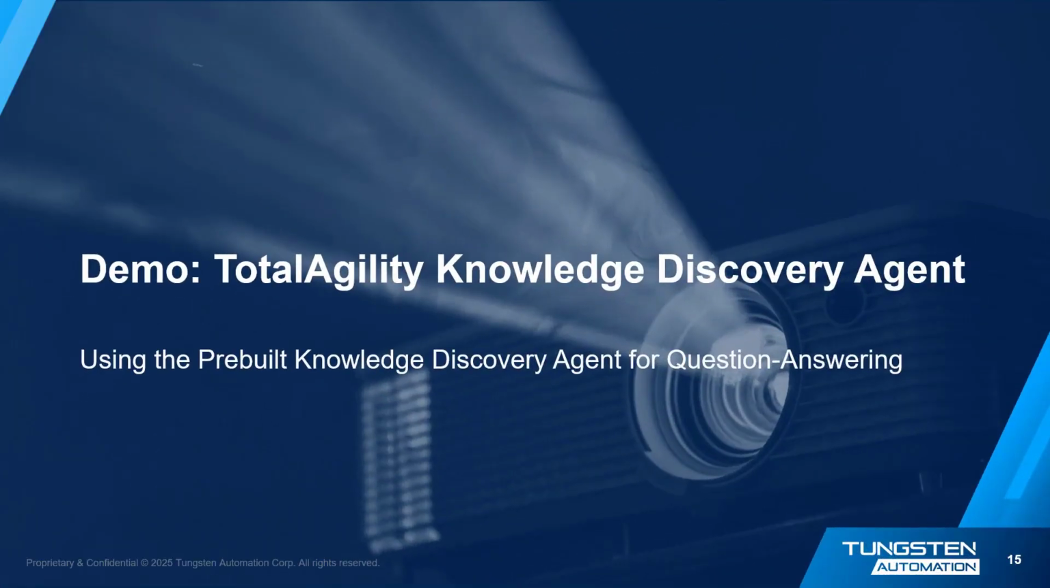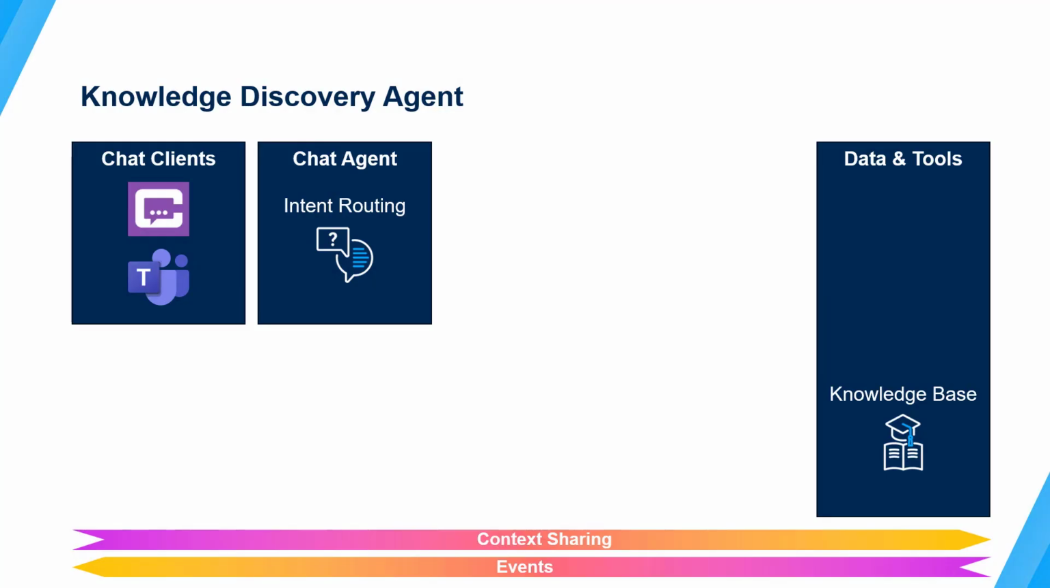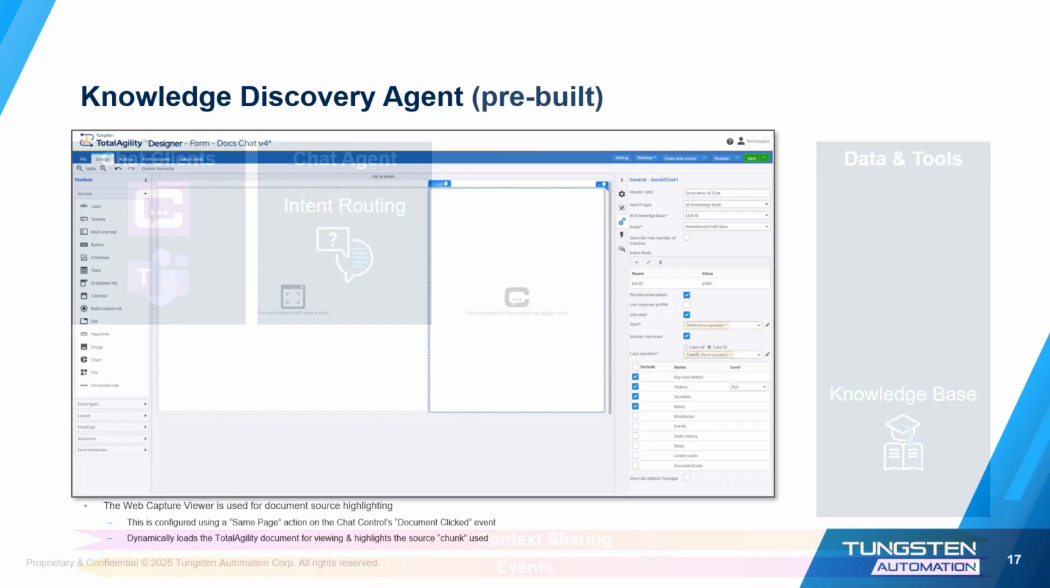Next, let's take a look at one of the pre-built agents that's provided as part of TotalAgility called the Knowledge Discovery Agent. This really lets you do question answering either within a broader knowledge base where you've got a large set of curated data and content, so enterprise-wide information, or indeed just with the documents associated with a specific case. So this adds some of the tools and data that your agents can work with, and we'll make use of these later on when we get into the details of agent patterns.